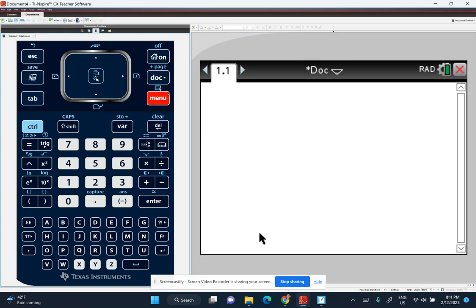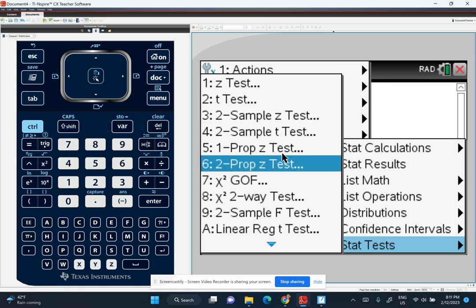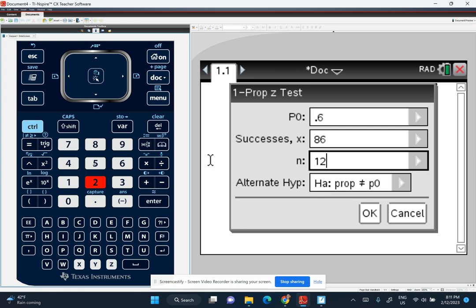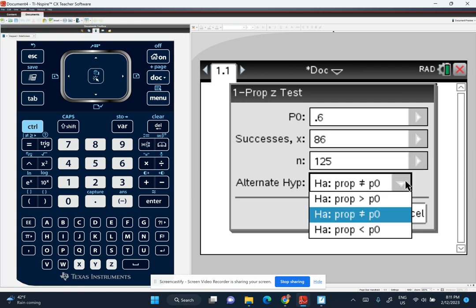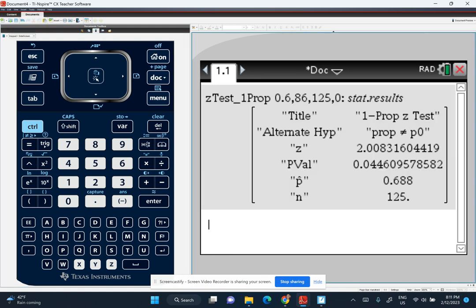So you're going into the calculator and you're doing menu, statistics, stat test, and you're doing a 1 proportion z-test. So our p sub 0 is what we're putting in our null, which is 0.6. And this is our evidence. There were 86 out of 125. And because it's a two-sided test, our alternative hypothesis is that middle one, the not equal, the default, because we don't know which way the test goes.